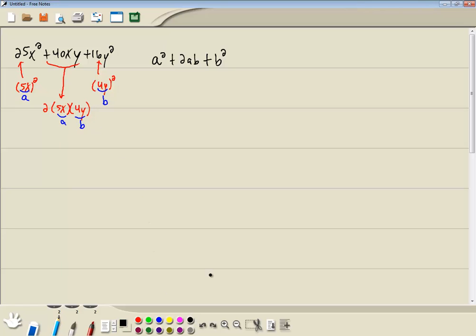Then our formula says, if you got it exactly like this, then you can rewrite this as (a plus b) squared. Well, then this becomes a, which is 5x, plus b, which is 4y, squared. And that's our answer. Now let me show this with another method.